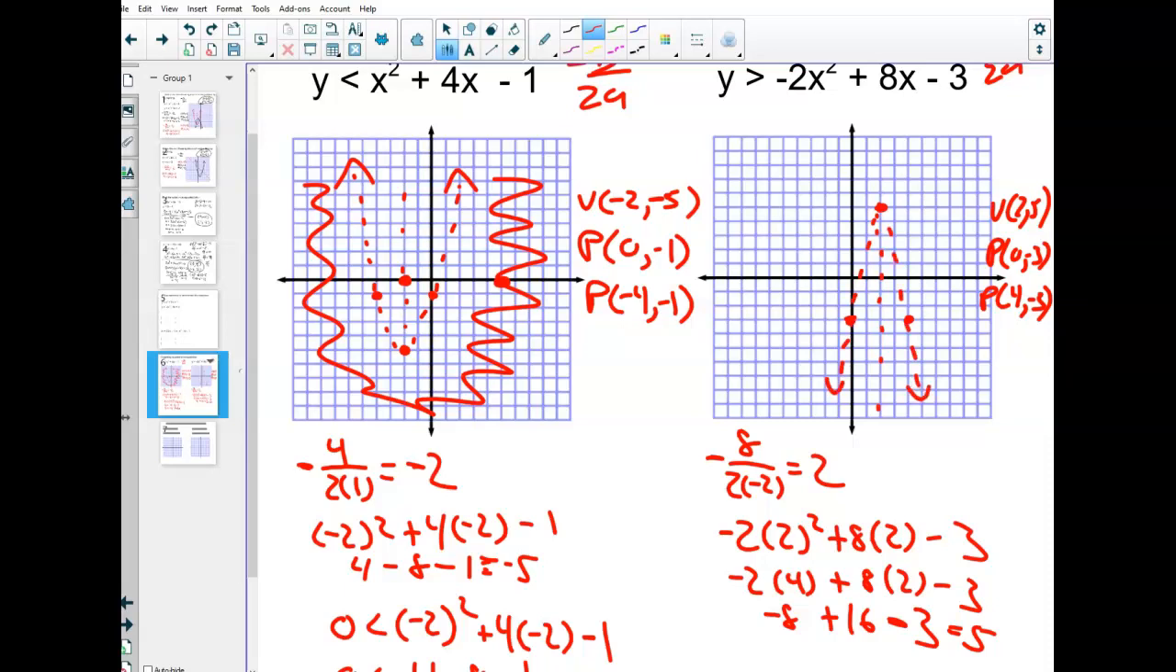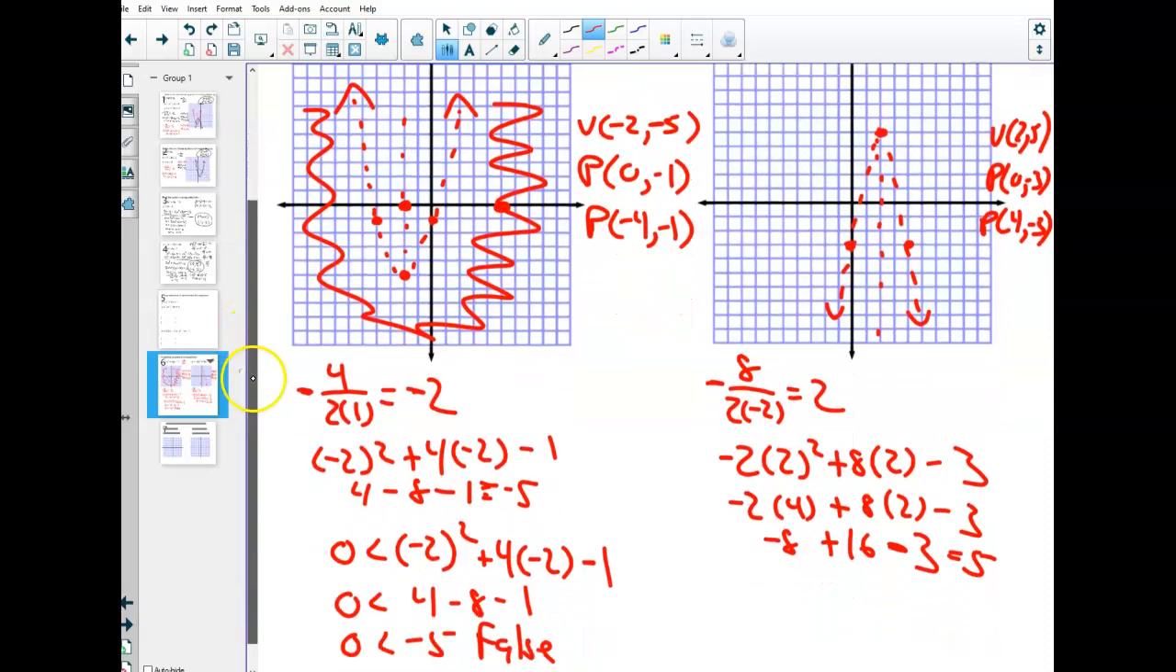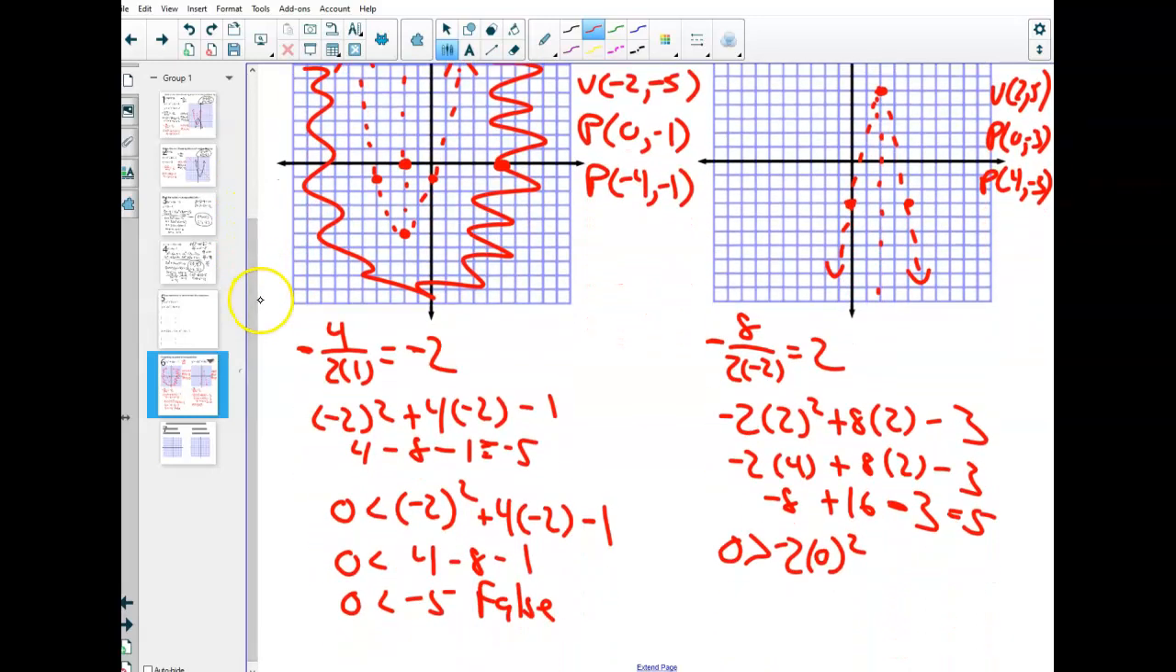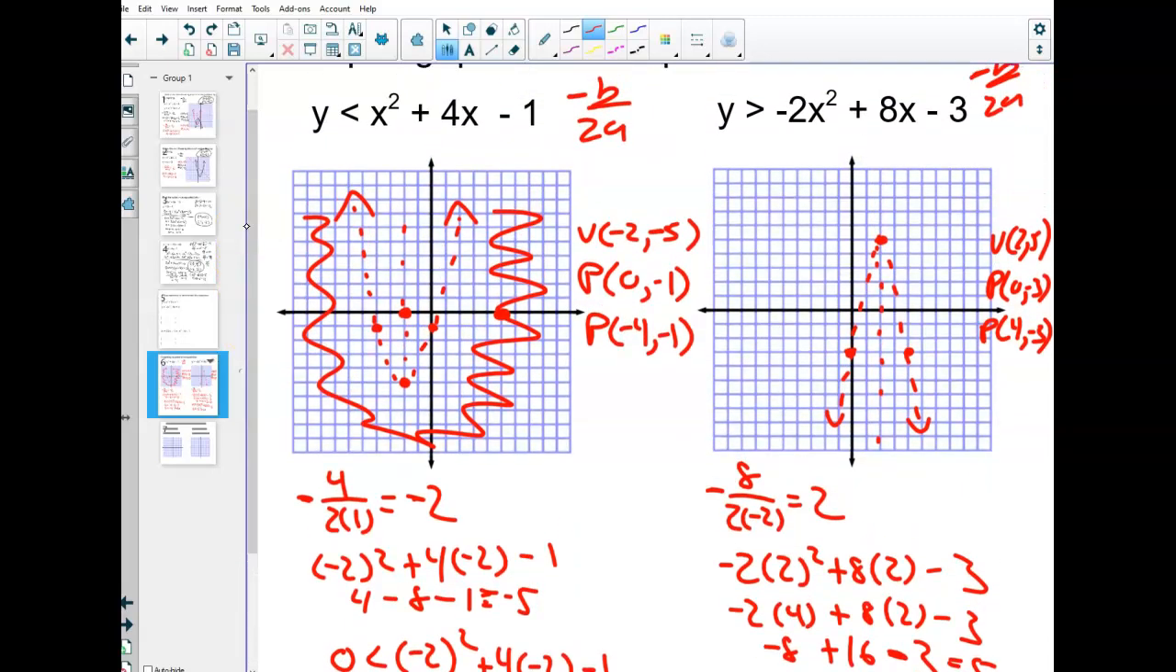And since this is the point of intersection, 0, 0 is not on the parabola. I'll use 0, 0 for this one, but 0, 0 is clearly not on this parabola. So now, 0 is greater than negative 2 times 0 squared plus 8 times 0 minus 3. Those are all zeros. We're left with 0 is greater than negative 3. I would argue that's a true statement. Where's the 0, 0? It's outside the parabola. And it's true. So where do I shade?